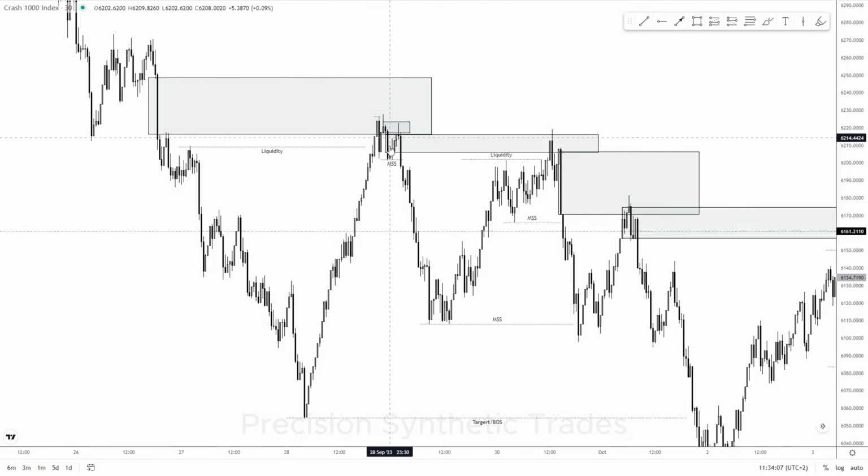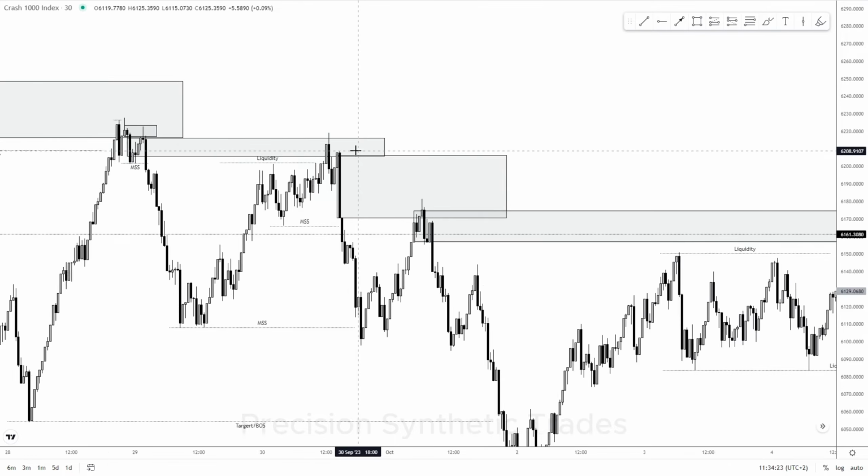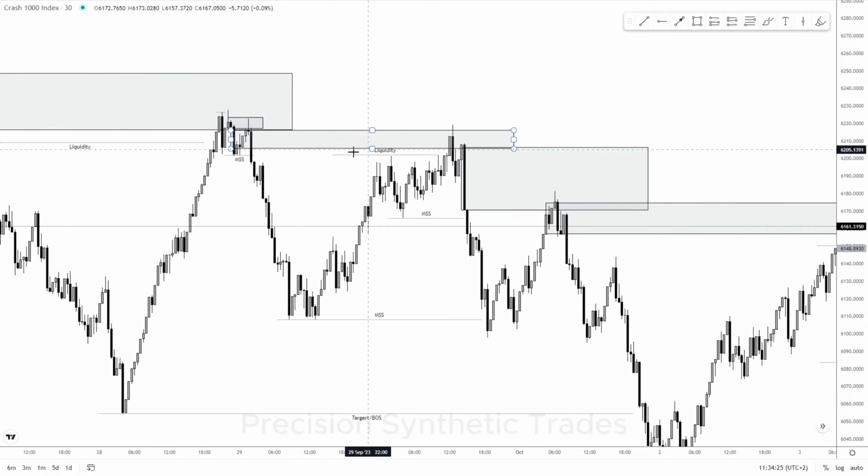So we entered there. Price came down again. It left a huge impulse move after liquidity was taken. We got our order block here inside a fair value gap. Price comes in. Liquidity formed, tapped into the order block and fair value gap. Price went down. So let's go to the lower time frame again to see where we got our entry.